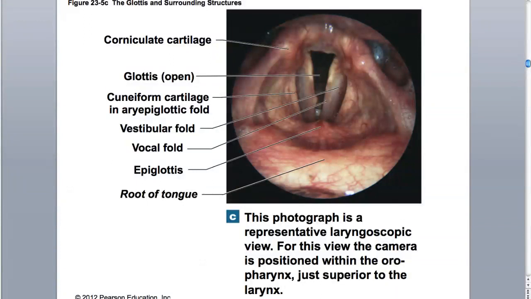Next slide. Here's a view of an actual picture. Again, glottis opening. Here's your cartilage that makes up the wall of the opening and your vocal cords. Again, be aware of what this is. Next slide.